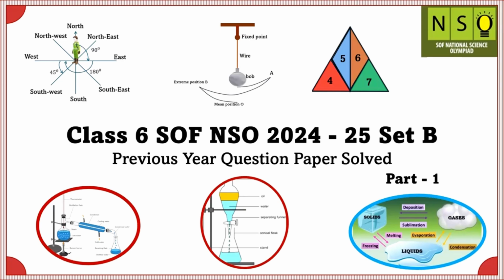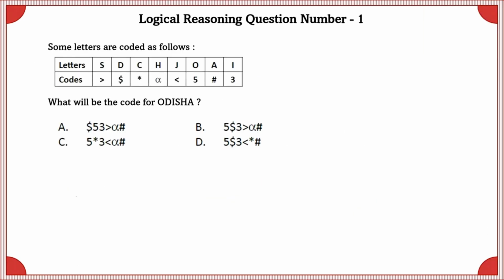Class 6 SOF NSO 2020-24-25 Set B. Logical reasoning question number 1. Some letters are coded as follows. What will be the code for Odisha? The B option can be the code for Orissa.